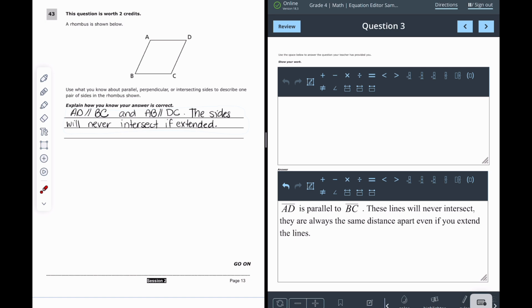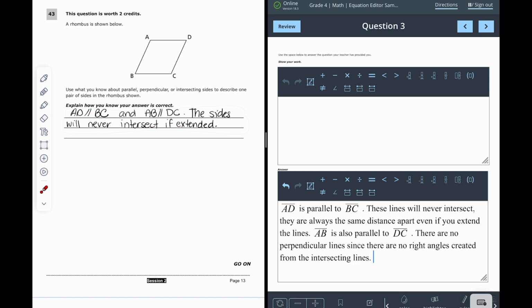So I could go and type even more. I can say AB is parallel to DC. I can put that in if I wanted to. AB is also parallel to DC. There are no perpendicular lines since there are no right angles created from the intersecting.